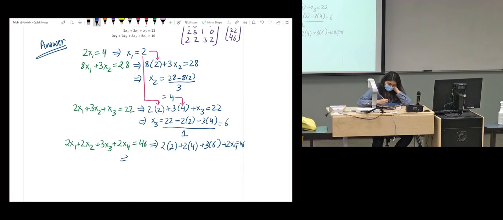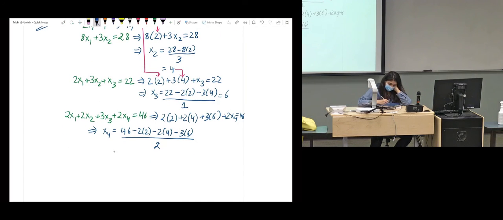From here, I rearrange my terms and I get x4 is 46 minus 2 times 2 minus 2 times 4 minus 3 times 6, divided by 2. And if everything goes right, that's probably 8.